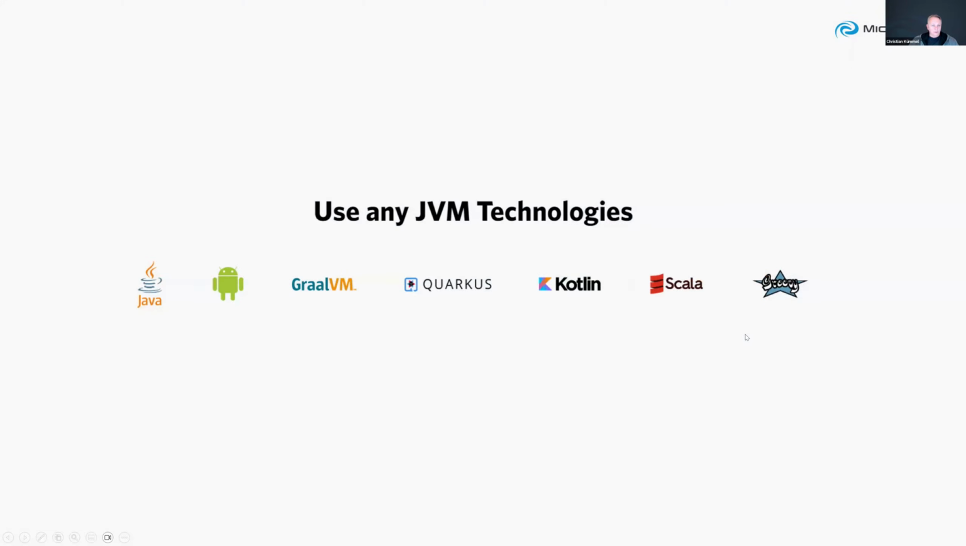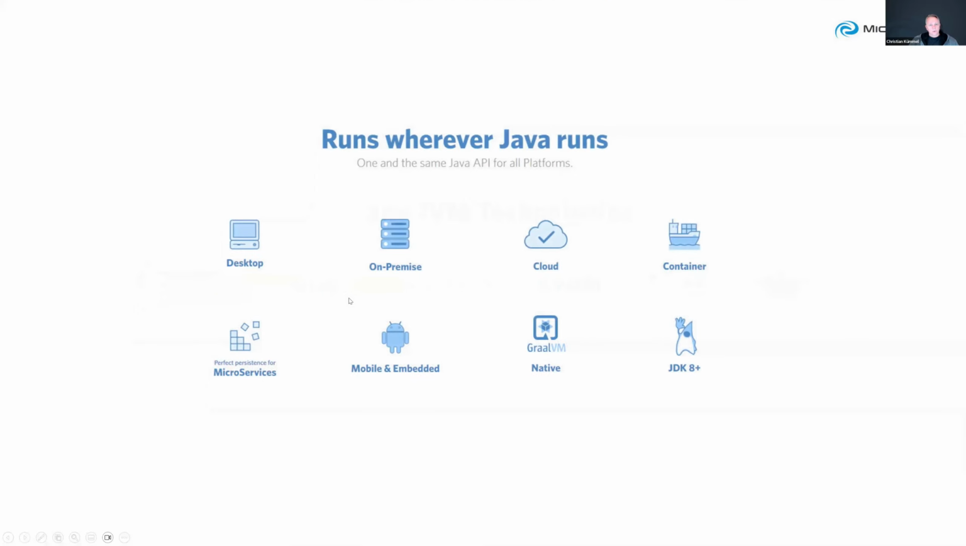Any JVM technology, so that's what I talked about. So Java, GraalVM, Quarkus, Kotlin, Scala. All these technologies are able to use EclipseStore, also Android, instead of, for example, SQLite or stuff like that. You could use it and it runs wherever Java runs. So desktop, on-premise, cloud, whatever, microservices, mobile, GraalVM native. And we're supporting JDK 8+.